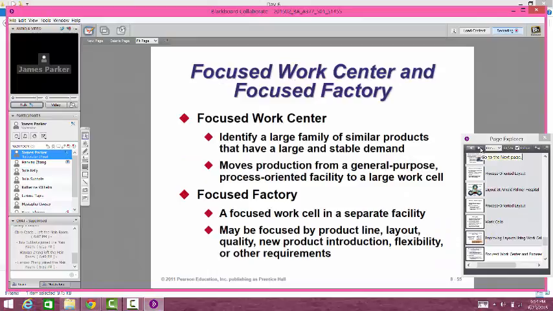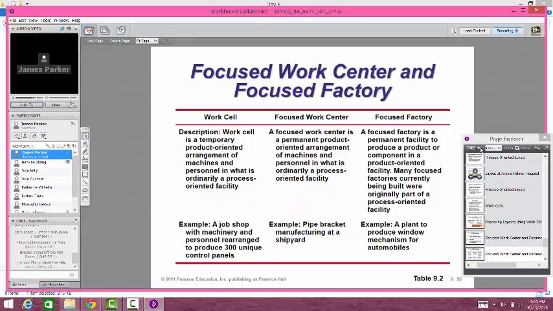Focused work center. So production from a general process-oriented facility to a larger work cell. So again, not a whole lot different than a work cell, but just bigger. And then a focused factory, back in the day. And I think the car companies still do it to a certain extent, where you have engine plants and transmission plants, and they're automobile factories, but they're focused on a specific item. And then you have other factories that are assembly factories that put all those pieces and parts together. So a bit more of the details on each one of those: work cell, focus work center, and then focus factory.